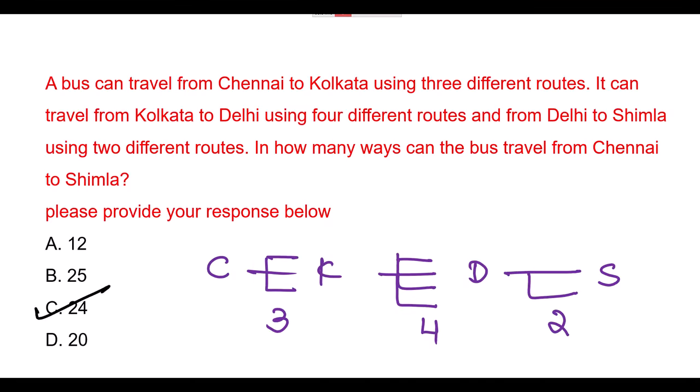It's an AND concept. You can see the word and. In permutation combination, whenever it is and, we have to do multiplication. 3 into 4 into 2. Total 24 ways you can travel from Chennai to Shimla. That's the scenario.